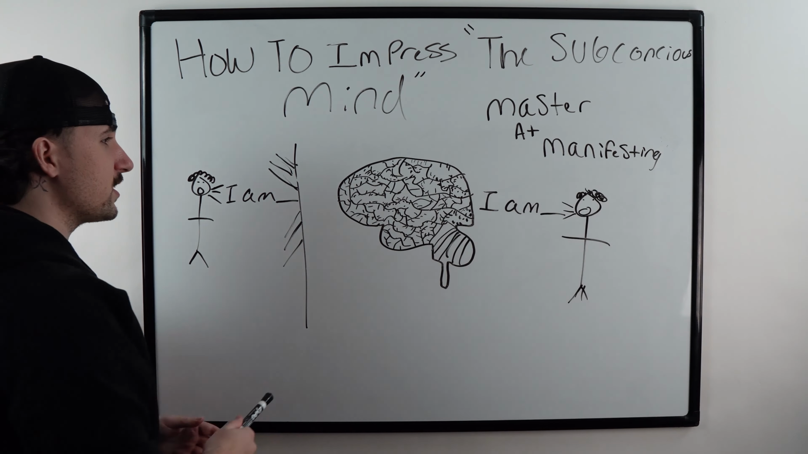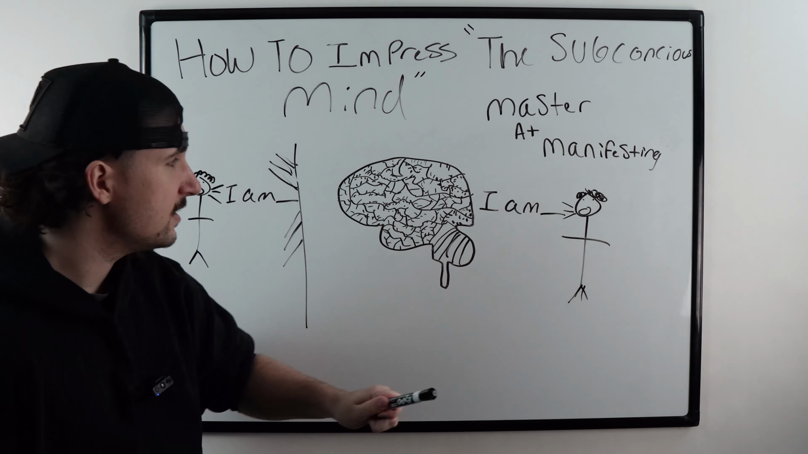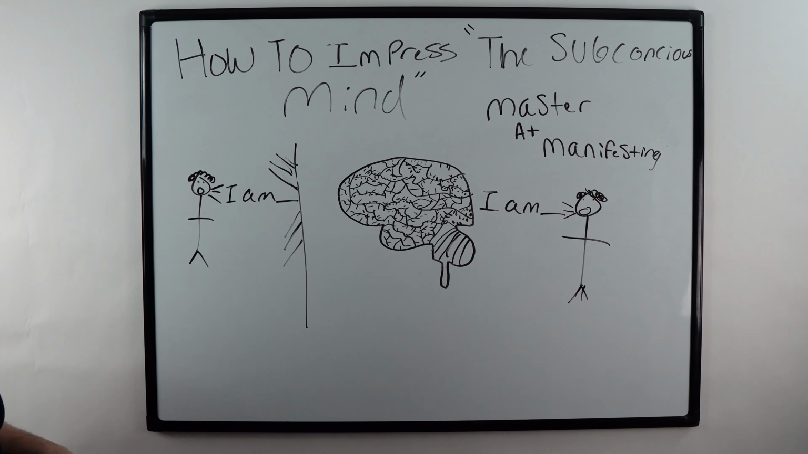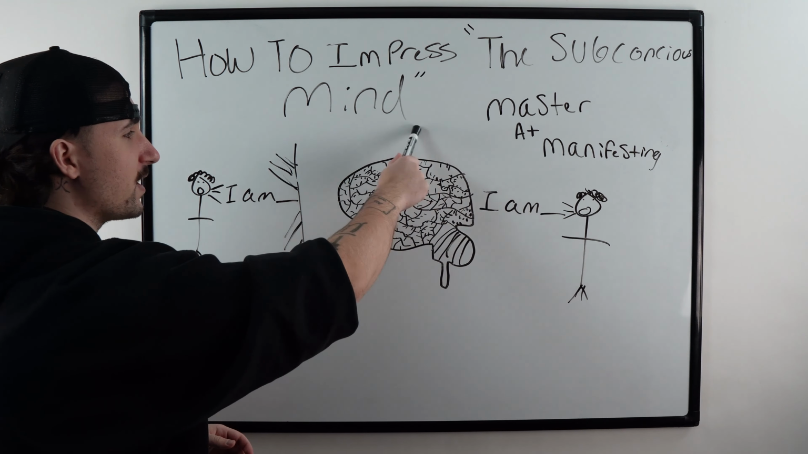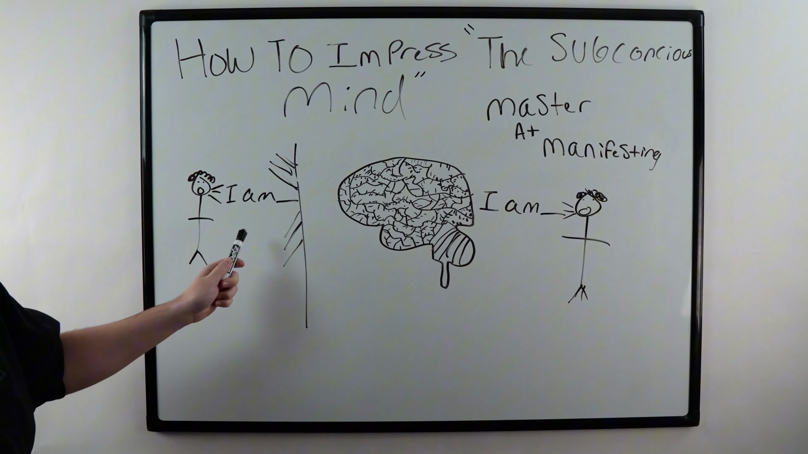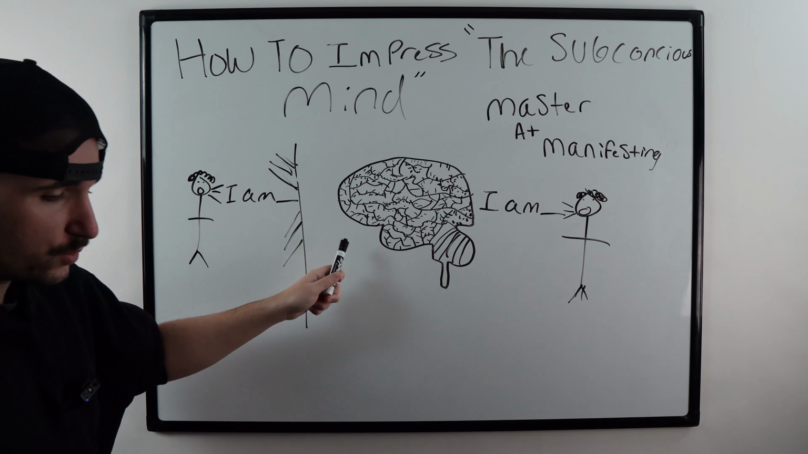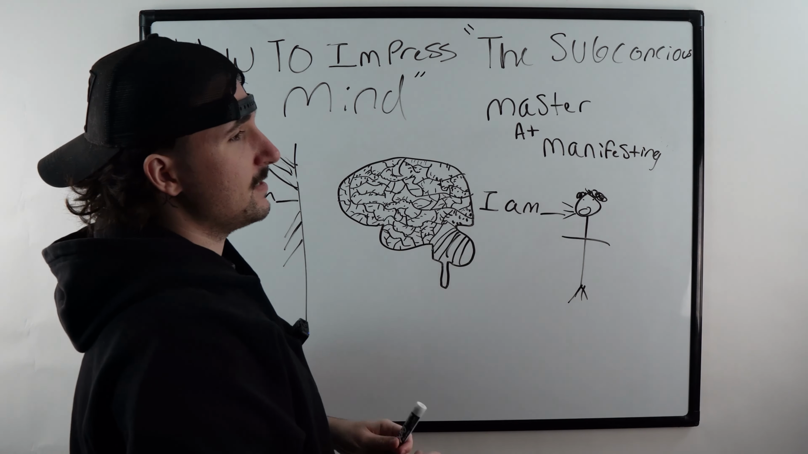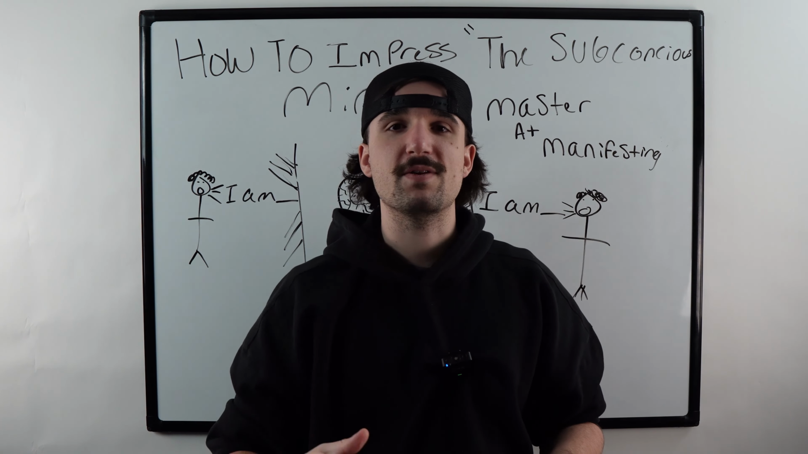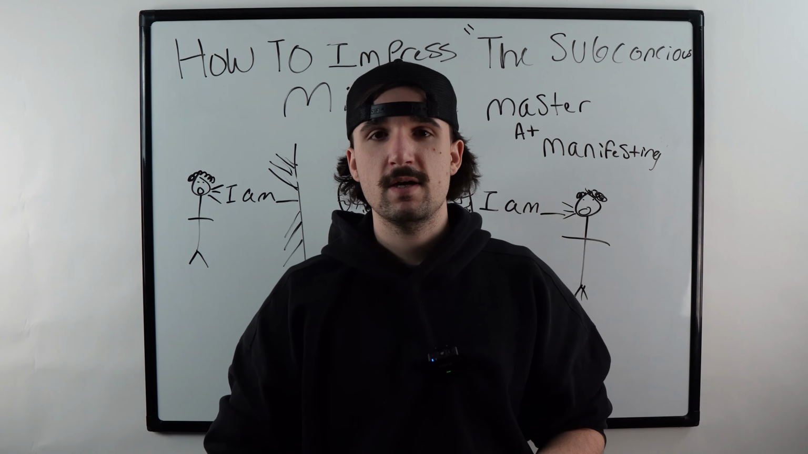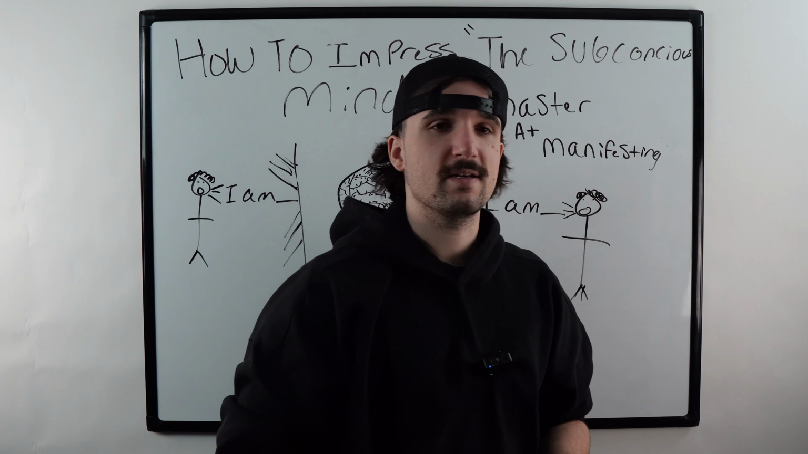And this is, look at this. We got the brain, and then we got two people. We have the master at manifesting, and we have, well, me when I first started. Here, affirmations going straight into the dome. This one is hitting a wall, an invisible barrier that is not allowing you to get your manifestation. Now, we all would love to live life without the invisible barrier, but there are a couple things you need to know, and that's what we are going to break down. So, let's impress the subconscious mind.